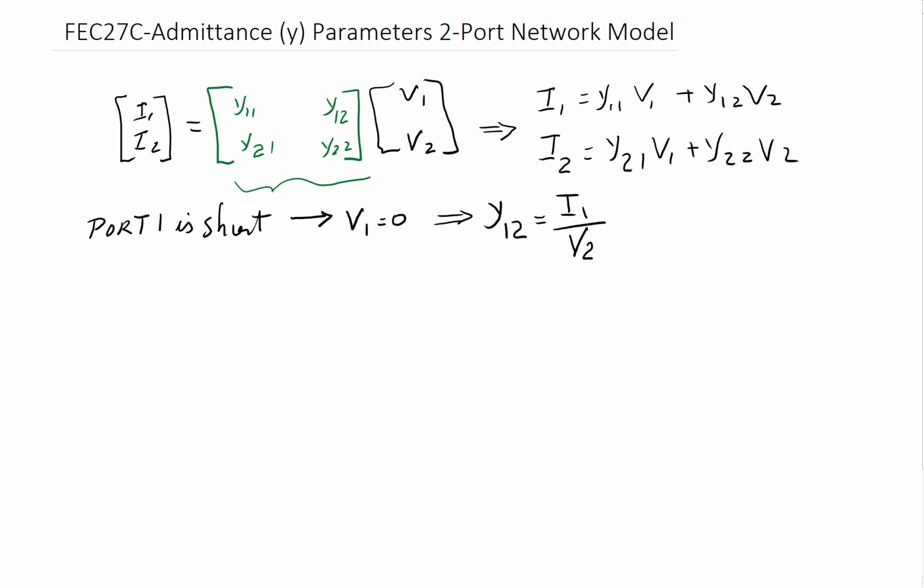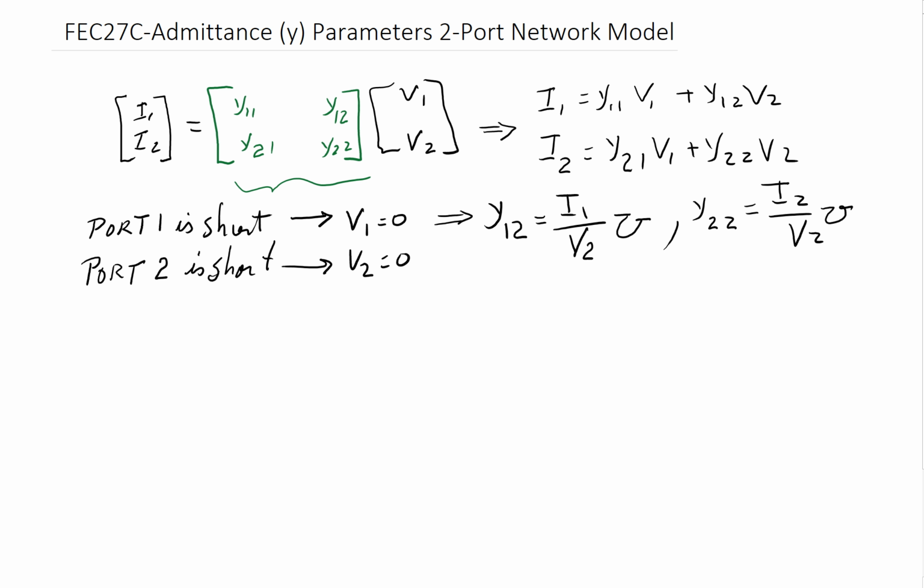Since this is I over V, it's going to be amps over volts, so this is really admittance, measured in mhos or Siemens. If you apply the same thing to the second equation with V1 equal to 0, we can say Y22 is equal to I2 over V2. As you're going to see later on, we're going to use these relationships if somebody asks us to find the Y parameters. The other thing we could do is make port 2 short, which guarantees that V2 is equal to 0.